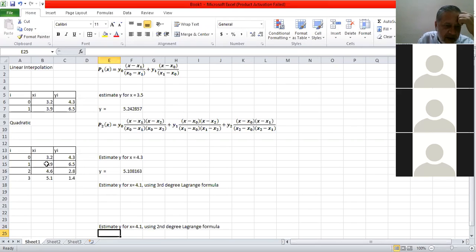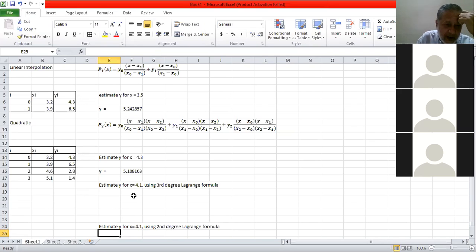Whereas if I use these 3 points for the second degree interpolating polynomial, what is the range of x in these 3 points? 3.9 to 5.1, which is difference is 1.2. The half of 1.2 is 0.6. So if I add 0.6 to 3.9, that makes 4.5. Now 4.5 is further away from 4.1 as compared to previous calculation for first 3 points.